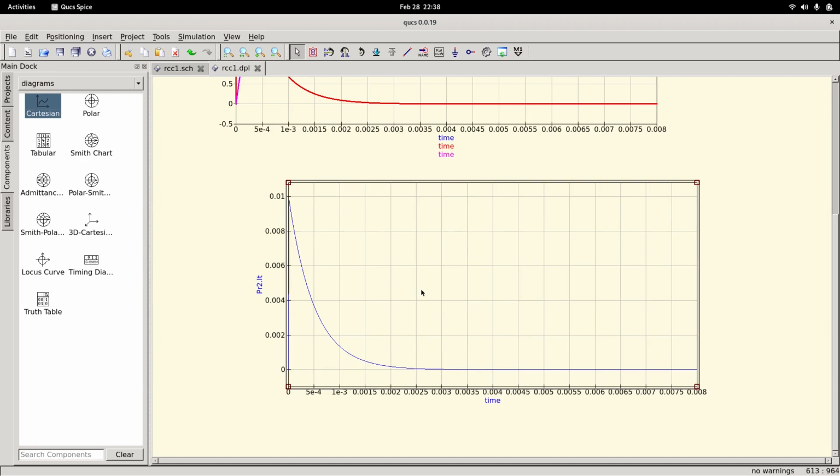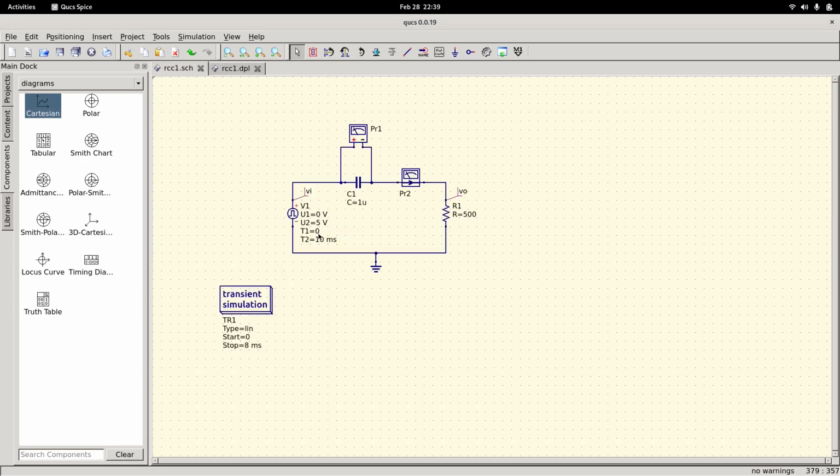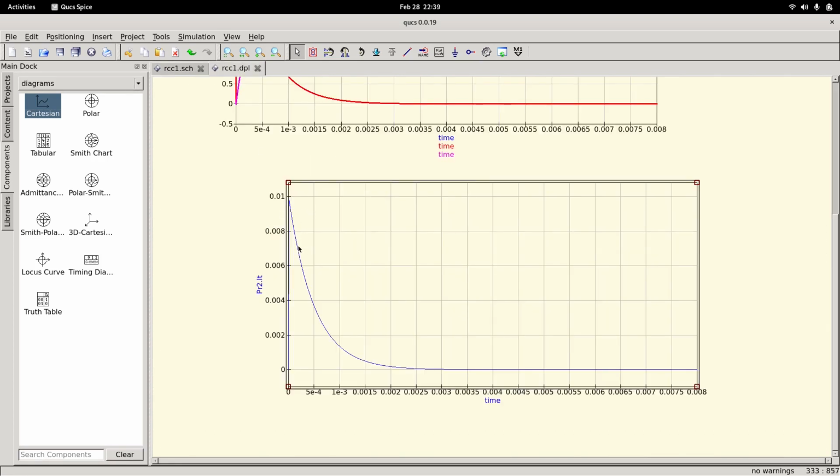You can see the current reaches 0 after 5 time constants. At t equal to 0, the current is almost 0.01 amperes. So what will be the current? 5 volt by 500, so it is 1 by 100, 0.01. That is what you are seeing here. And the current exponentially decays to 0 and after 5 time constants the current is almost 0. So these are the observations.